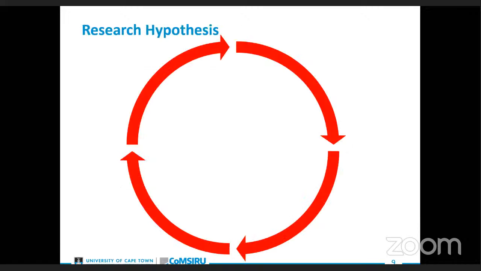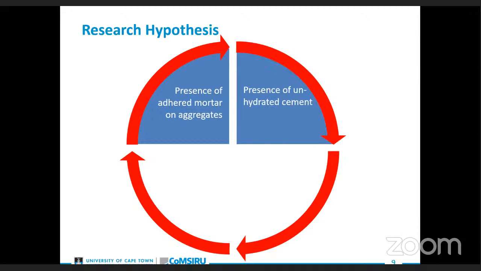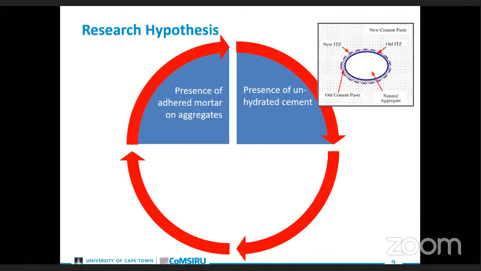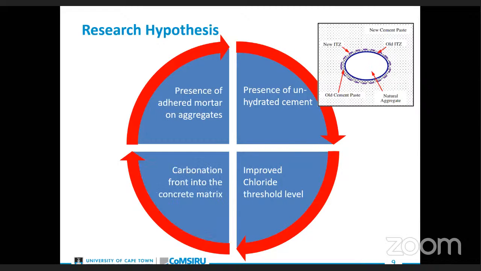Now, my research hypothesis is that when we put recycled aggregates in concrete, it may improve the durability of concrete for the following reasons. The presence of adhered mortar on recycled aggregates may have anhydrated cement in the new ITZ, interfacial transition zone layer, that can cause a secondary reaction. This secondary reaction may contribute to modifying the rate of penetrability and hence an improved threshold level and carbonation front in general.